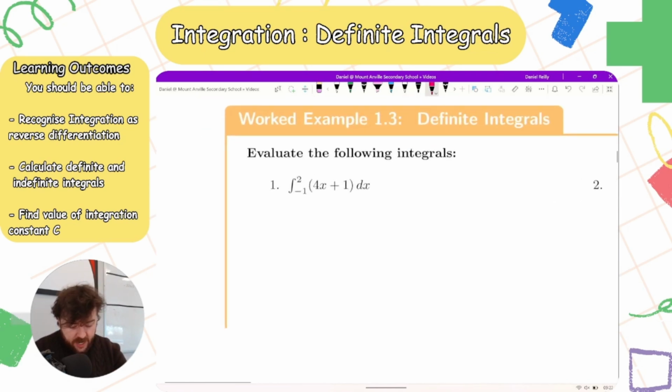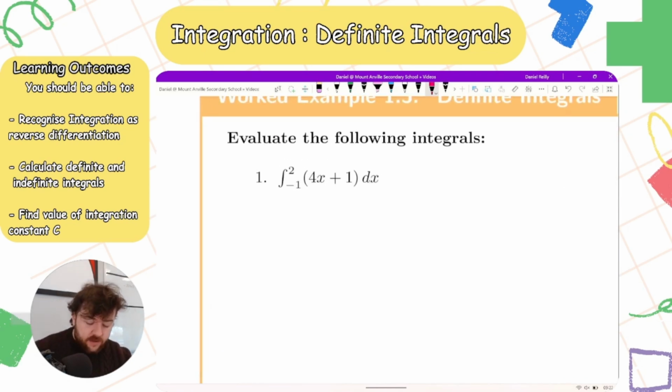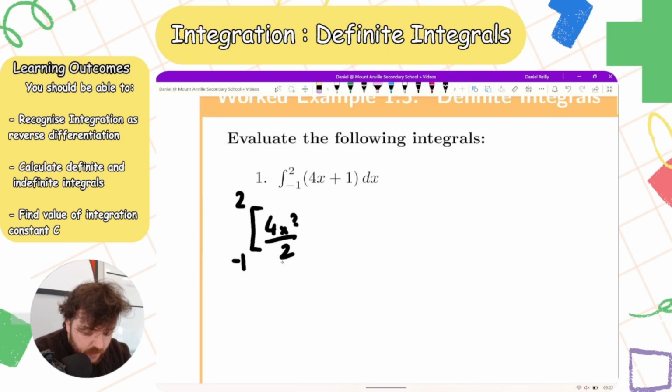So let's try it here. Find the following integrals. The integral between 2 and minus 1 of 4x plus 1. I'm integrating now between 2 and minus 1. 4x goes to 4x squared all over 2, which simplifies to 2x squared, and then 1 goes to x.